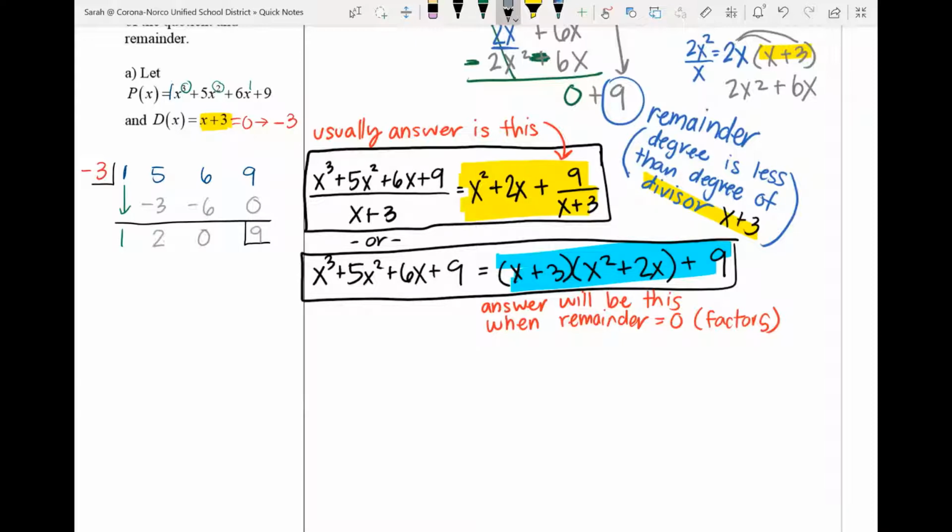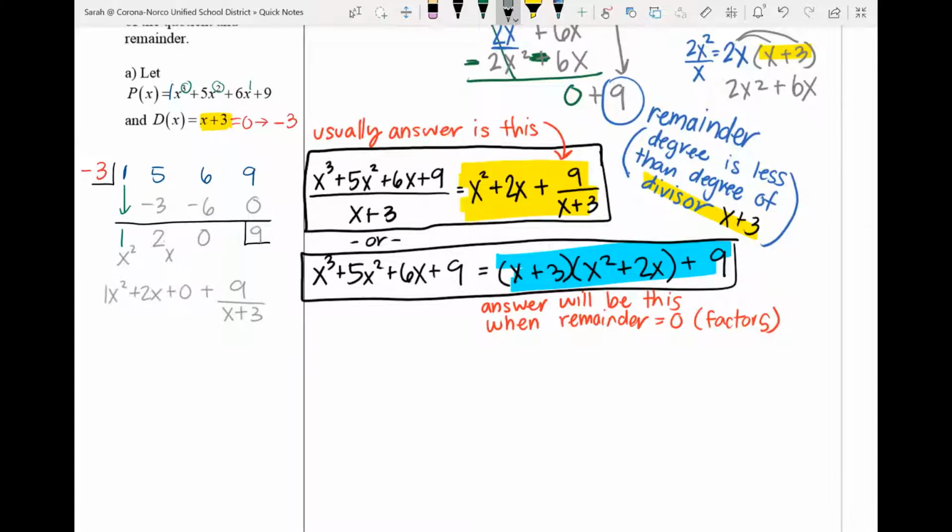So we ended up with the values 1, 2, 0, and 9, performing synthetic division. Remember that when we're looking at what variable goes with the first term, it's always 1 less than the degree of our dividend. So our dividend was cubic, so that means this is squared. So we have a quadratic, and then that would be x, and this would be our constant. And so this gives us 1x squared plus 2x plus 0 plus 9 over our divisor, x plus 3.